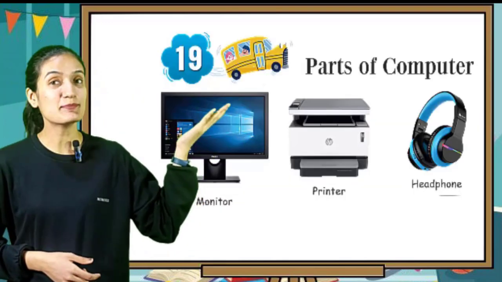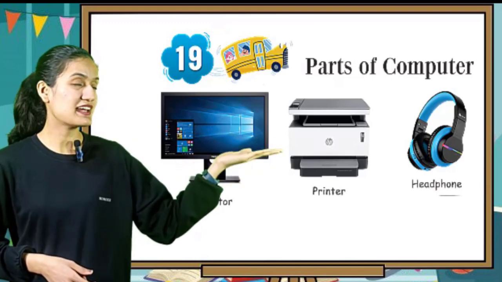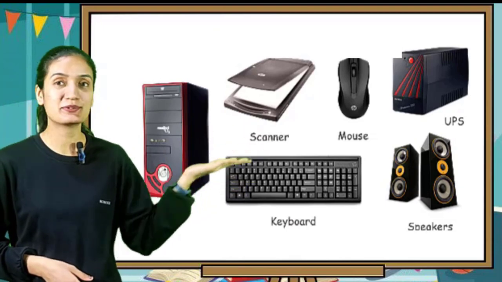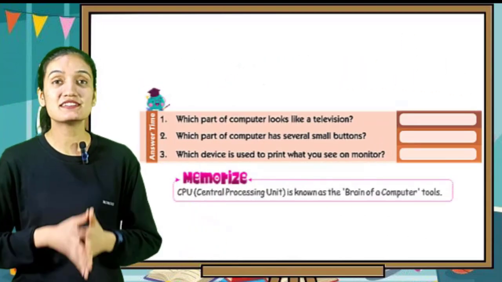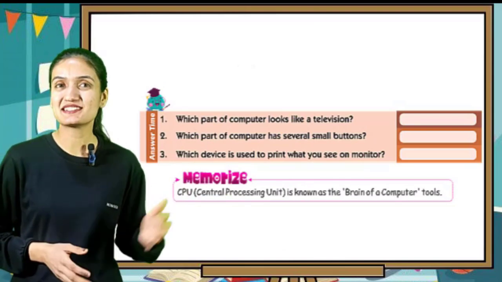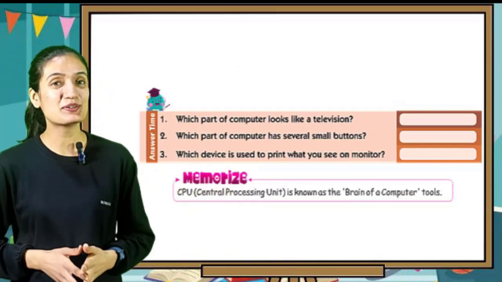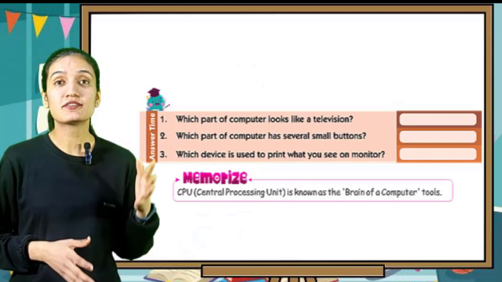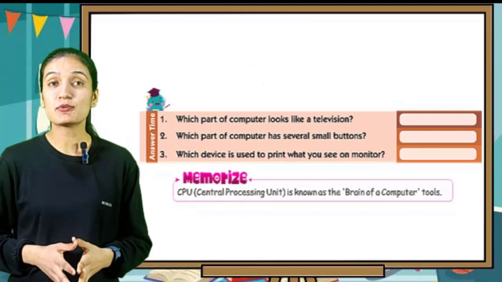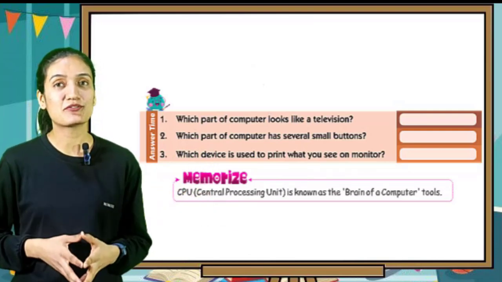Chapter number 19. Parts of computer. Here are some parts. Monitor, printer, headphone, CPU, scanner, mouse, UPS, keyboard, speaker. Now the questions. Which part of a computer looks like a television? It is monitor. Which part of computer has several small buttons? It's keyboard. Which device is used to print what you see on monitor? It is printer. Now kids, memorize. CPU, central processing unit, is known as the brain of a computer too.